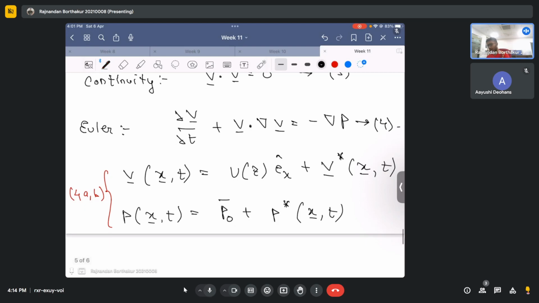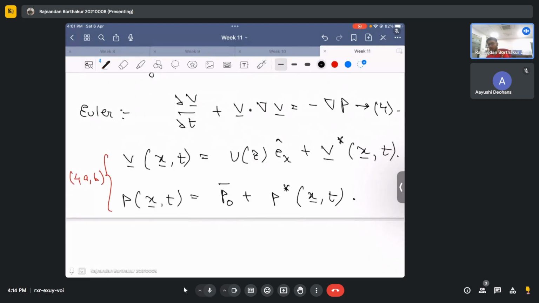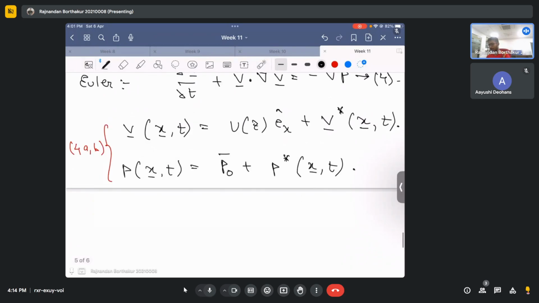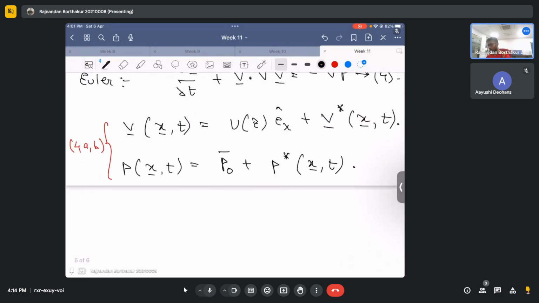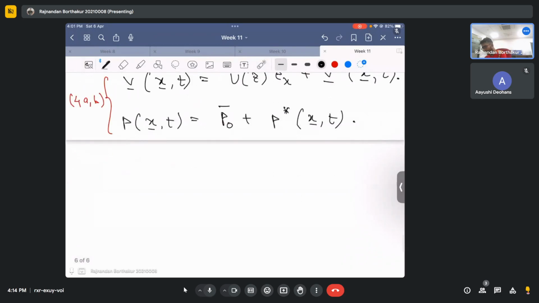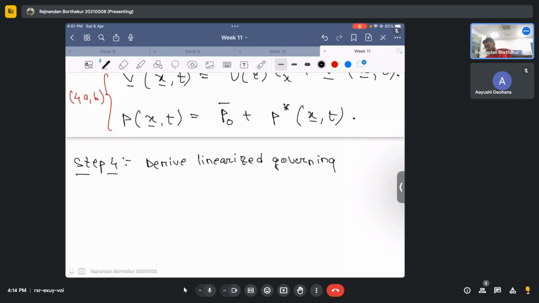All right. So we have proceeded very slowly, and I hope you are with me, and I hope everything is clear up to this point. As I said, the next step, that is step 4, is to derive the linearized governing equation for disturbances.